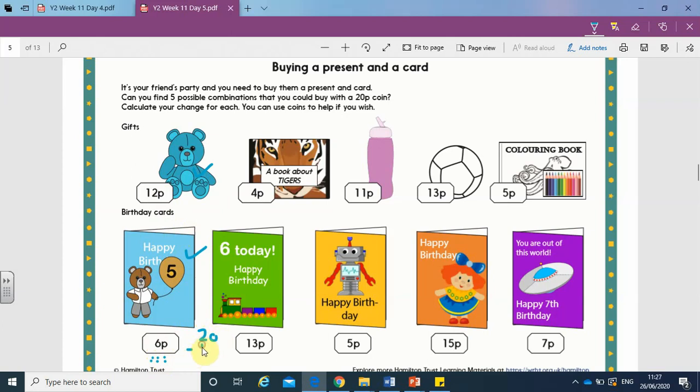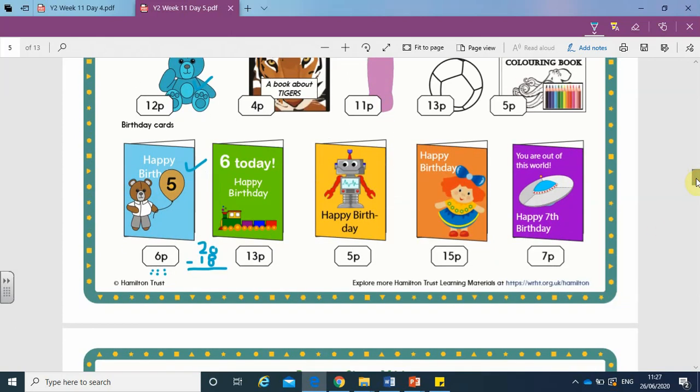Take 18. Now we know in class, if we used to have such a sum, we would probably just count up, wouldn't we? We were not going to do a column subtraction for such a small number. We've got 18, count up 19, 20, and count that it's 2. But I'm going to prove it.